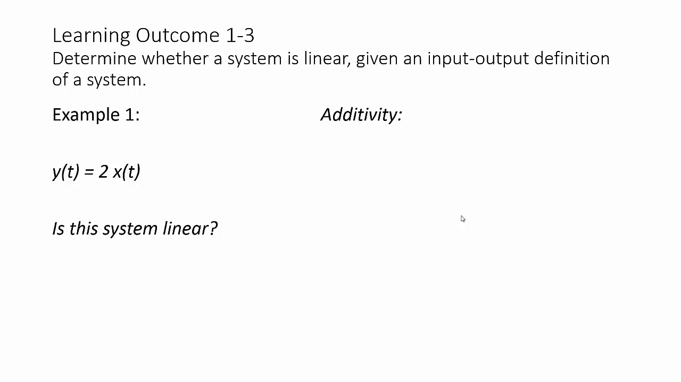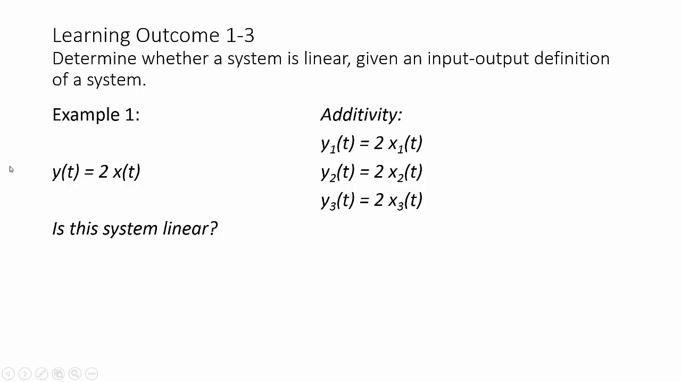Additivity. We'll start with additivity. We start by defining our systems y1, y2, and y3 in terms of x1, x2, and x3. This is just our original system definition, our input-output system definition, for signals 1, 2, and 3. We just write them out. Then going back to the definition of linearity and additivity, x3 has to be the sum of x1 and x2. So we state that.